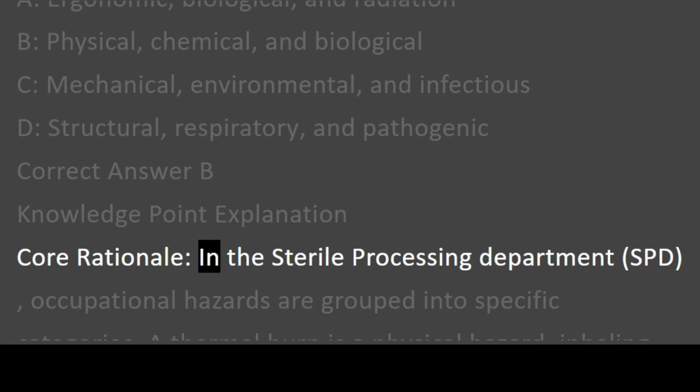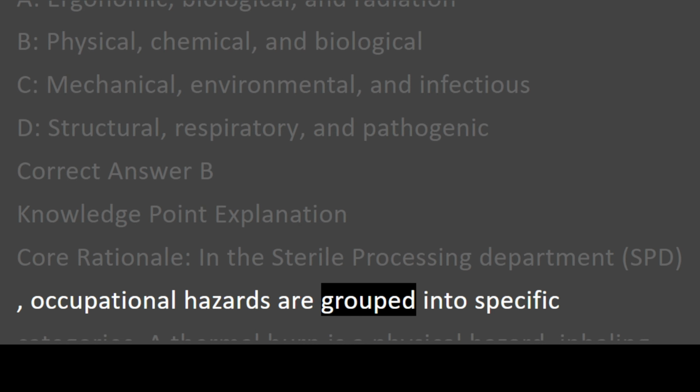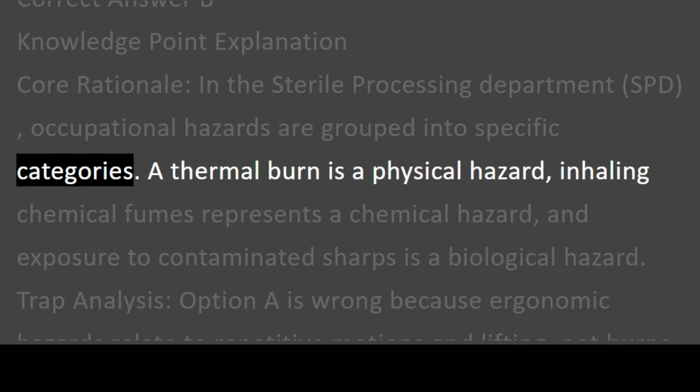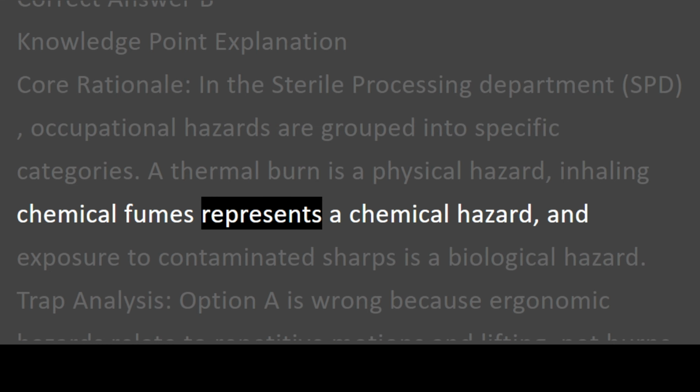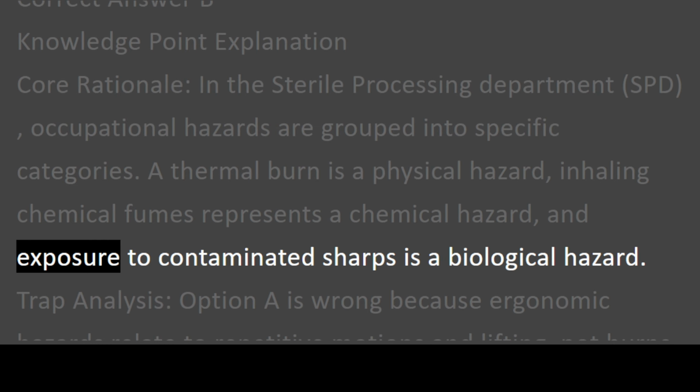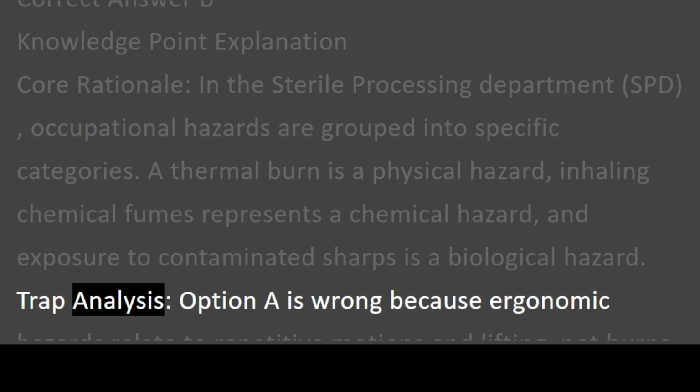Core rationale. In the Sterile Processing Department, SPD, occupational hazards are grouped into specific categories. A thermal burn is a physical hazard, inhaling chemical fumes represents a chemical hazard, and exposure to contaminated sharps is a biological hazard. Trap analysis.